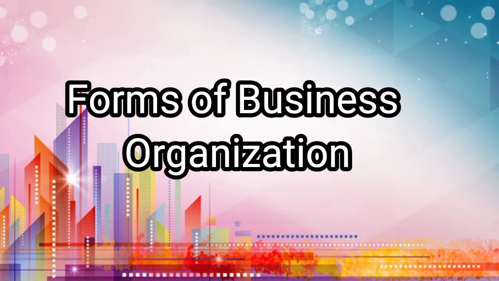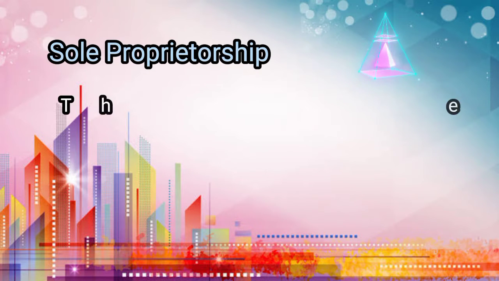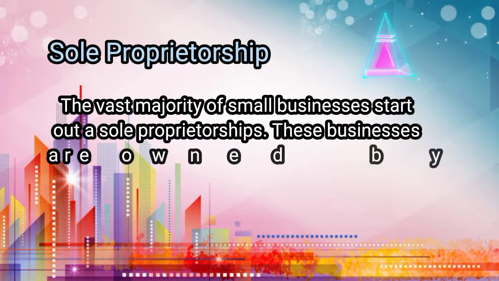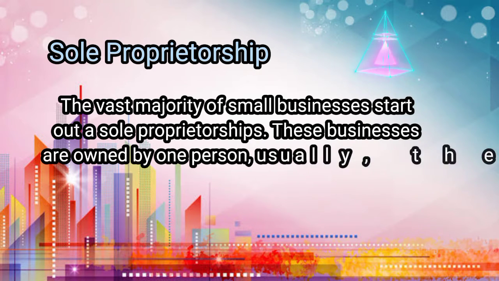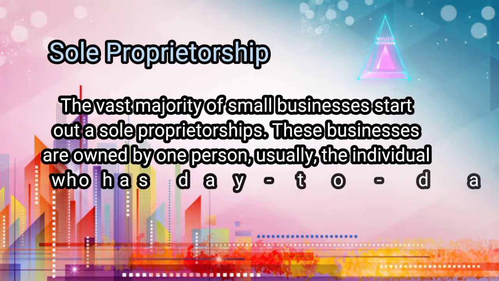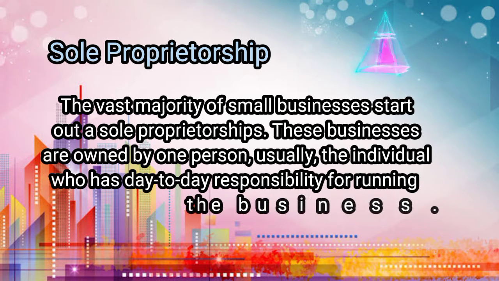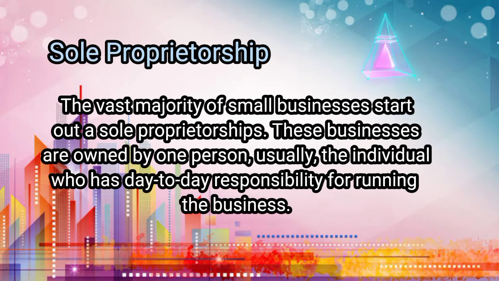Forms of business organization. The first form of business organization is what we call sole proprietorship. The vast majority of small businesses start out as sole proprietorships. These businesses are owned by one person, usually the individual who has day-to-day responsibility for running the business. Sole proprietors can be independent contractors, freelancers, or home-based businesses.